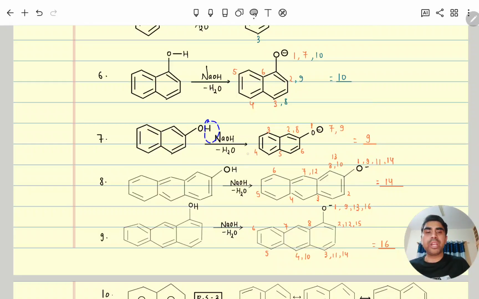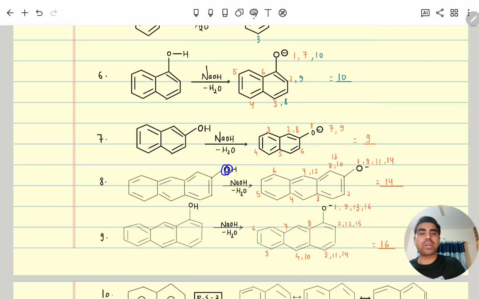Similarly here O minus. So with respect to this 1, then after negative, negative, single, single, we cannot go. So negative, single, double. So 1, then 2, then 3, 4, here 5 again bridgehead. So this direction we are covering, so now this direction we will cover. So 5, 6, 7. Now from here 8, 9. So total how many? 9 resonating structures.